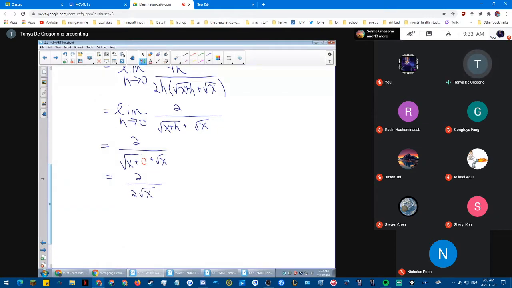Now remember guys, when you're adding radicals, it's the same as adding like terms. So root x plus root x is 2 root x. Okay, so this is my slope function. Sorry? Oh, excuse me. Yes, we have to always reduce slope. Always.